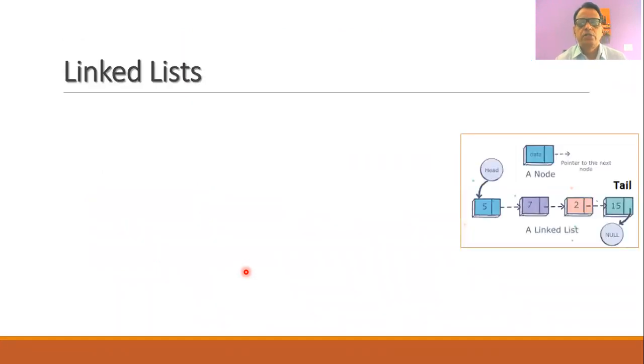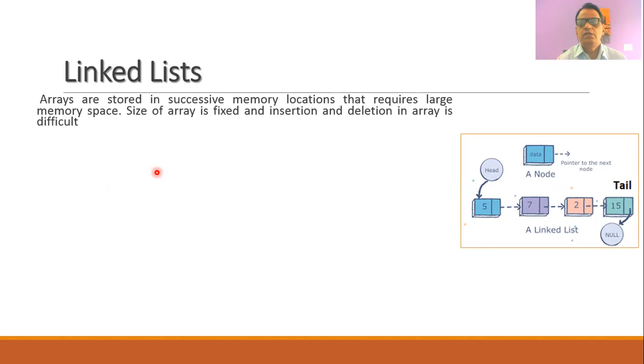Now let us start the session with the question: what do we mean by linked list? In earlier sessions, we have discussed arrays, and we know that arrays are stored in successive memory locations. Array is a collection of homogeneous data elements, and these elements are stored successively in the memory. If the array size is small, then there is no problem of memory. But if the array size is large, then the allocation of the memory becomes difficult.